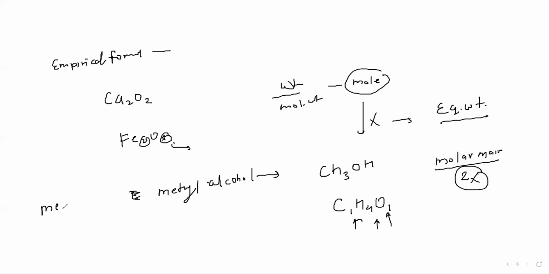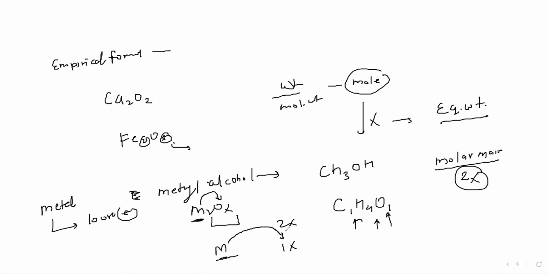See, in case of metal, it has the tendency to lose the electron. So how much? M2OX. How many metals are there here? 2. How many x? So 2x. If in the case of only M, you have to write 1x. Why 1x? Because this metal is going to react with 1 oxygen.